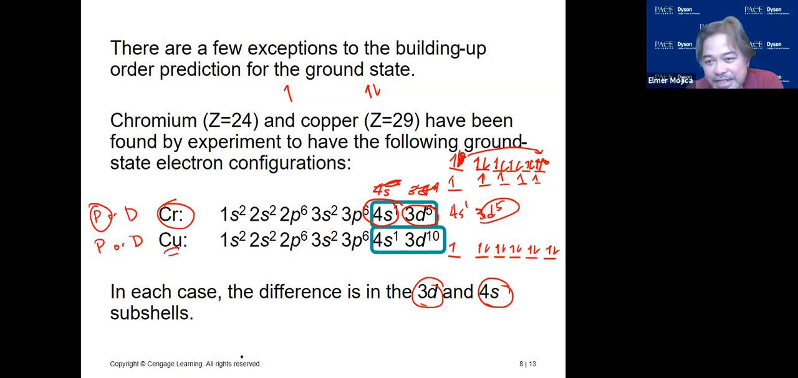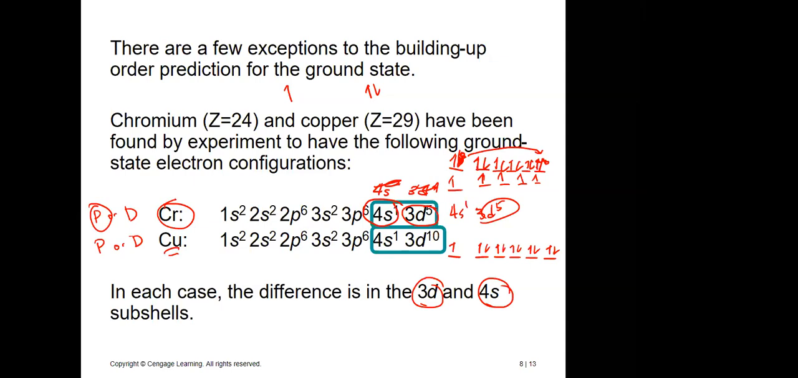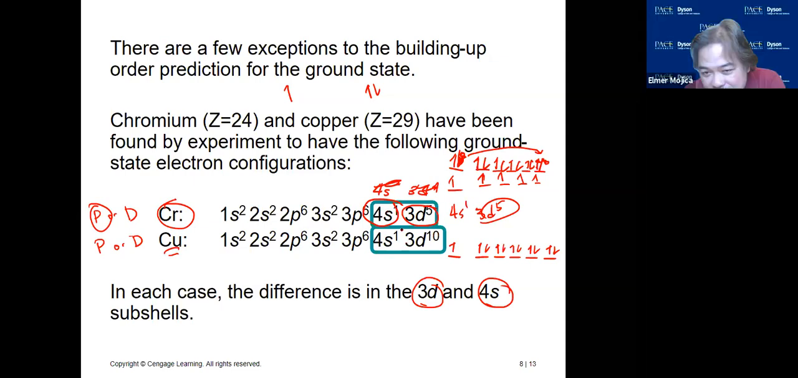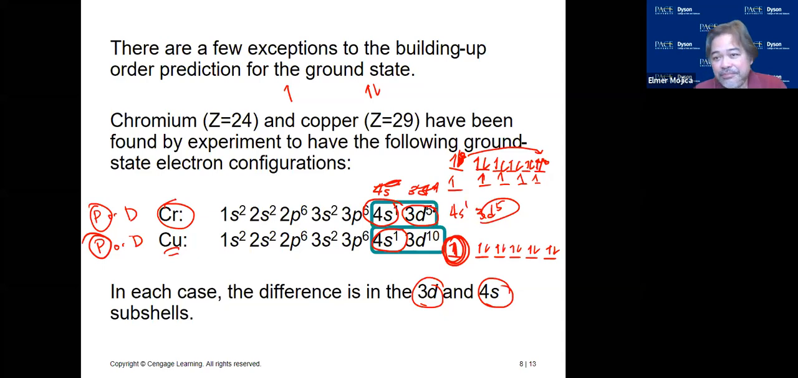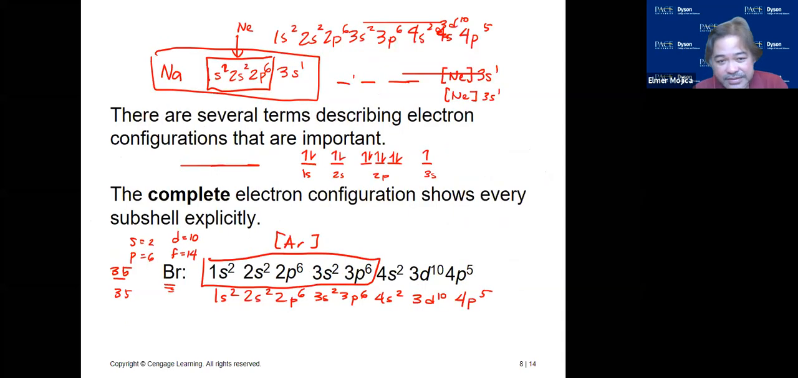How about copper? Is this para or dia? Paramagnetic. There's a 4s1 there. There's an unpaired one. When you say unpaired, it doesn't have a complete orbital. It only has one. So this one is also para. You see there, the 4s1 is unpaired, although the d electrons are all paired up.